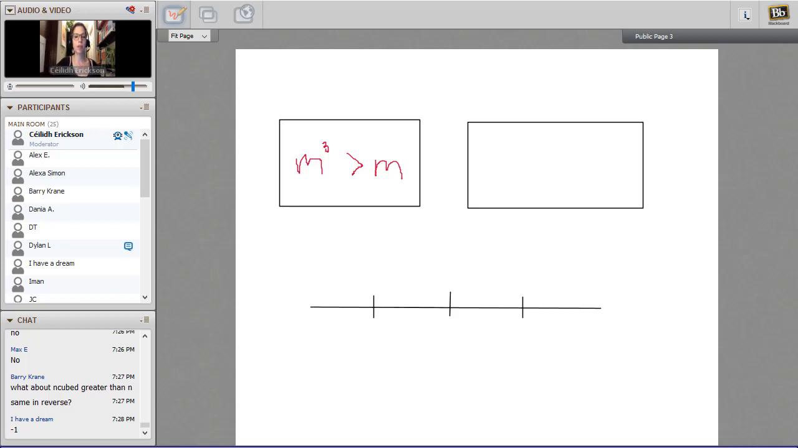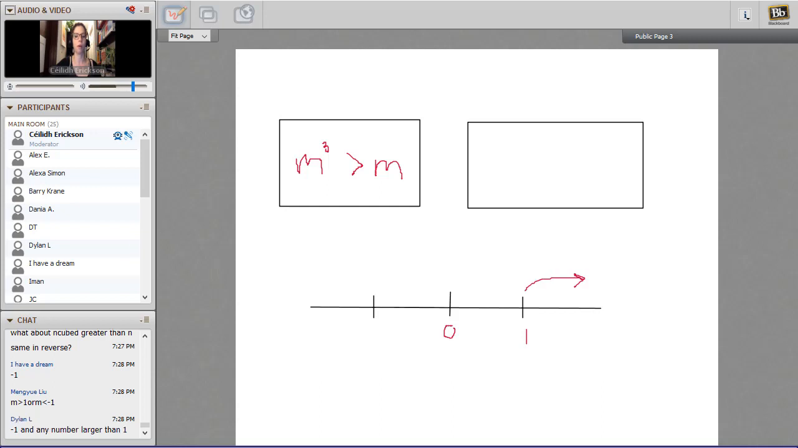All right, go ahead and tell me in the chat. For numbers greater than 1, yeah, they get bigger when we cube them. Does it work for -1? What happens when we cube -1? Oh, it'd be the same.